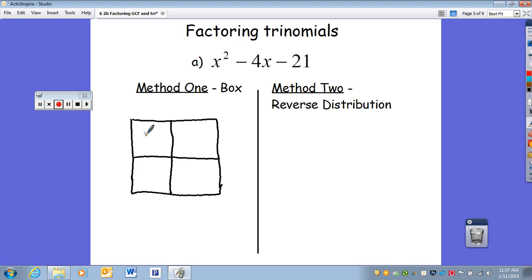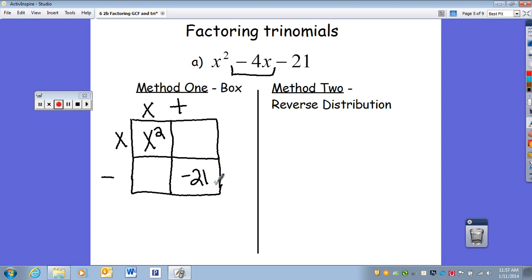So first of all, we'll put our x squared in our first box. What do we multiply together that gives us x squared? Well, we multiply x times x. That's going to be the first part of each of our binomials. Then we're going to take our last box, which is negative 21, and what we want to figure out is what two numbers can I multiply together that give us negative 21, so that when I add these two boxes together, I will get negative 4. Well, we do know that one of them needs to be positive and one of them needs to be negative in order to get a negative 21.